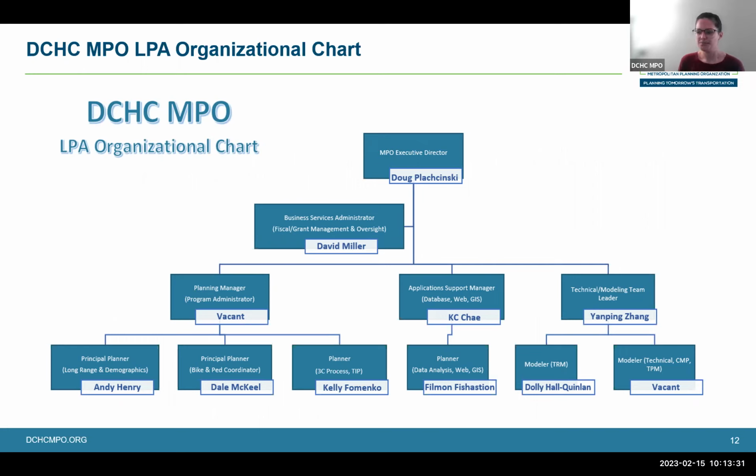On this next slide, this is the lead planning agency organizational chart as it currently stands. You have Doug Pachinski, who is the executive director. We also have that financial side, so you see David Miller up here. And then you have the more planning side of things and more of that modeling side of things. So right now we have 2 vacant positions, but overall we have, I believe, 11 people. So 2 of those are vacant right now.